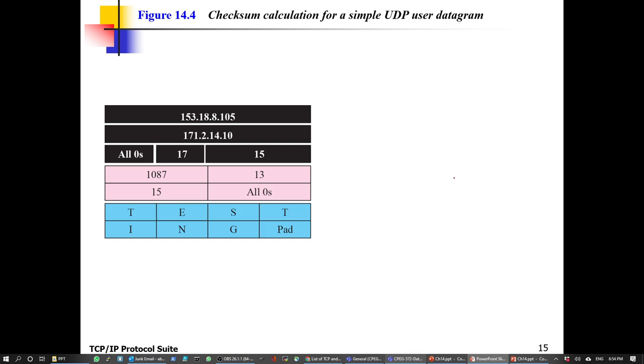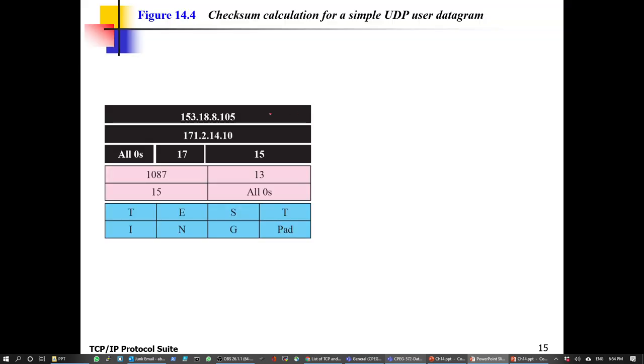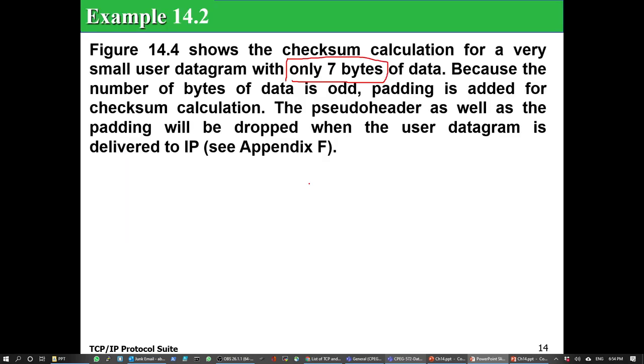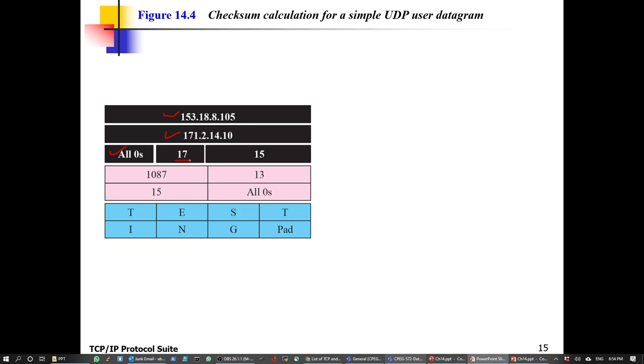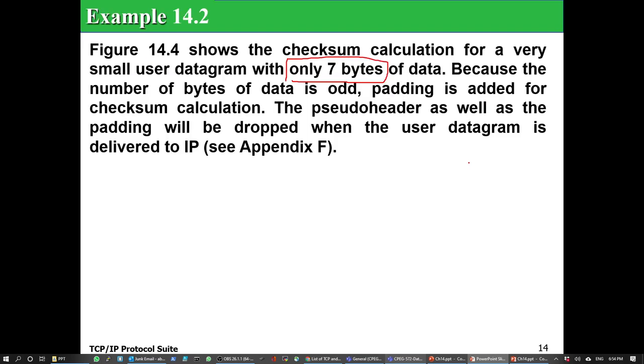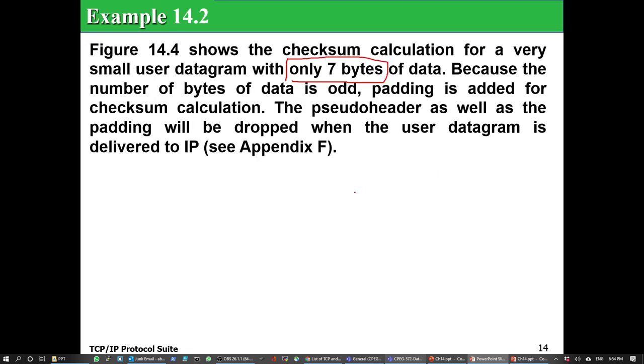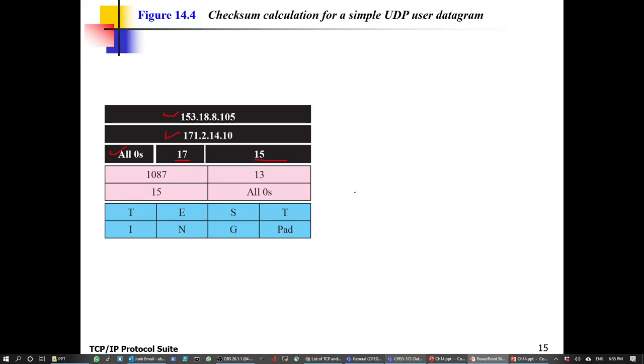So let's take a look in here. This is the 32-bit IP source address. This is the 32-bit destination address. Here we put all zeros, and then we have the 8-bit protocol, 17, which is the UDP protocol. Then we have the 16-bit UDP total length. The total length is 15.